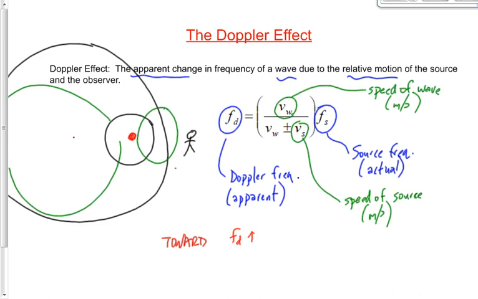Now, here's the crux of it. If FD is going to be higher, then this bottom number here, VW plus or minus VS, has to be what? Bigger or smaller? Smaller. If you want the top number to be bigger, then this has got to be smaller. How do you get that smaller? By adding or subtracting? Subtracting. Good.